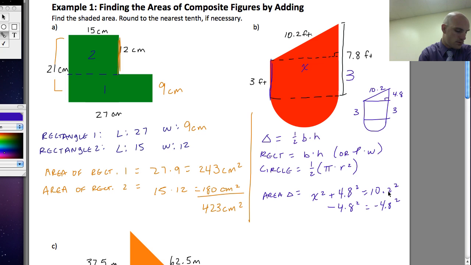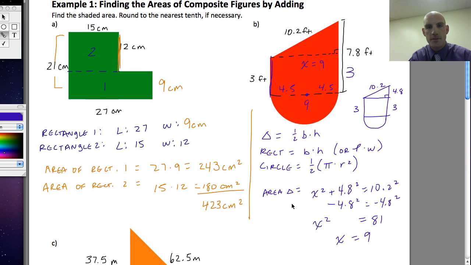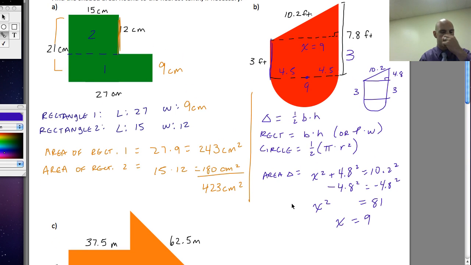10.2 squared minus 4.8 squared gives me x squared equals 81. So x is equal to 9. So this was a simple Pythagorean theorem problem with this right triangle. So if x is equal to 9, I know that this one's 9 also. So that makes this 4.5 for the radius, 4.5 for the radius. So then, I need to scroll down a little bit, I'm running out of room.